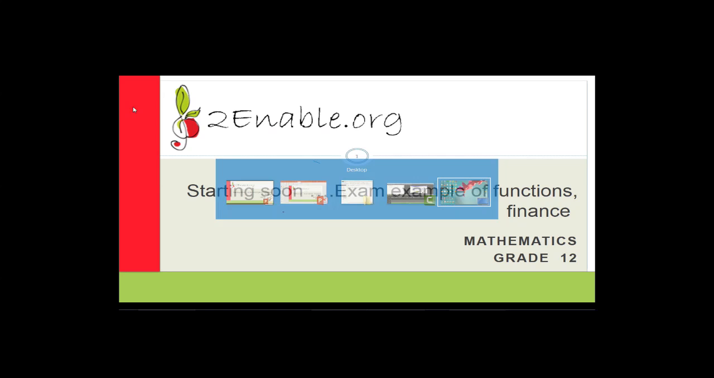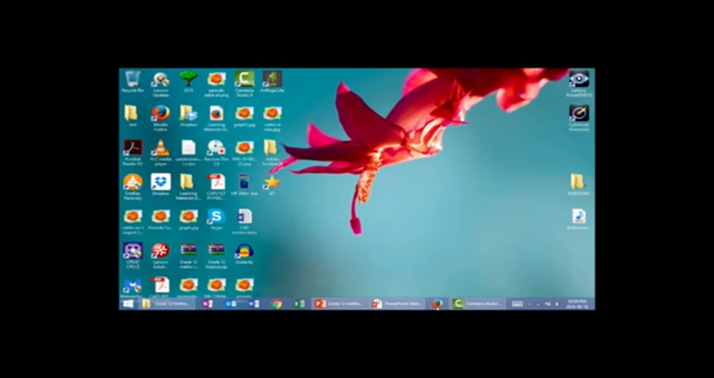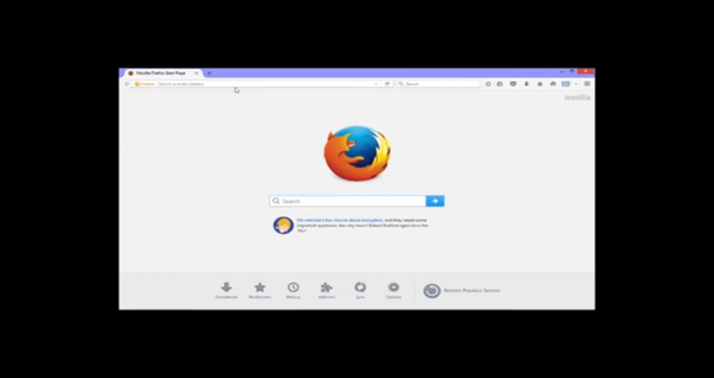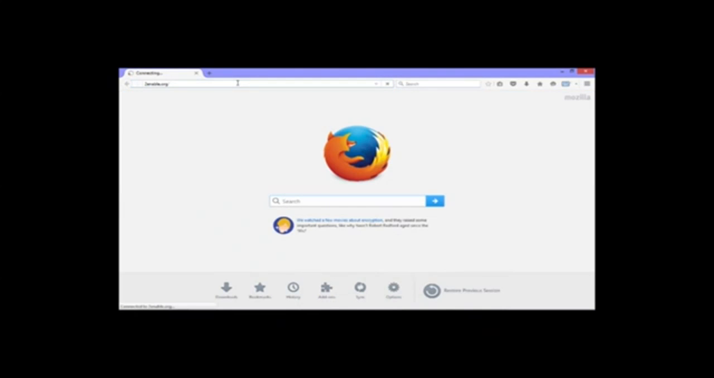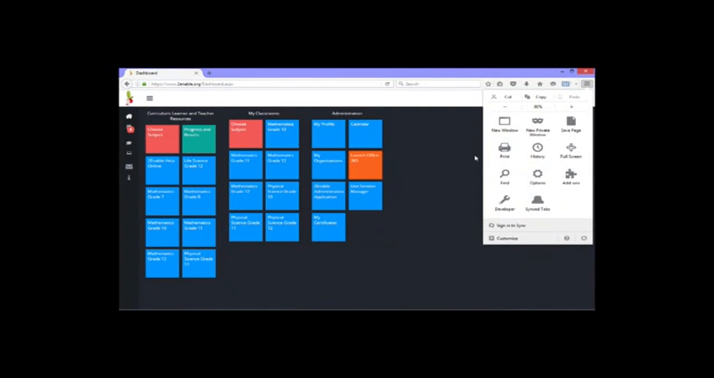So, what you need to do is find whatever you use to get onto the internet. I use Firefox. So you're going to go onto Firefox and type in toenable.org. And when you get there, you will have a dashboard that looks very similar to this. I'm going to just make it slightly bigger so you guys can actually see it. There we go. That's better.